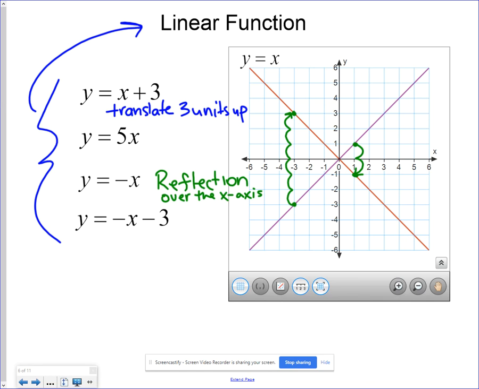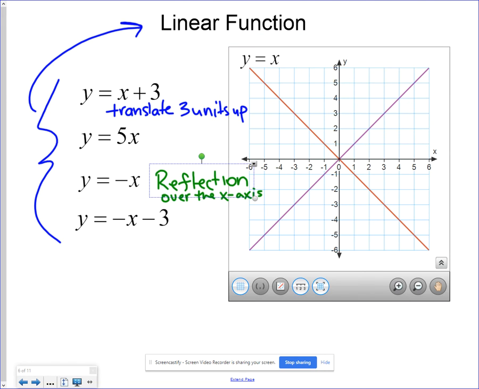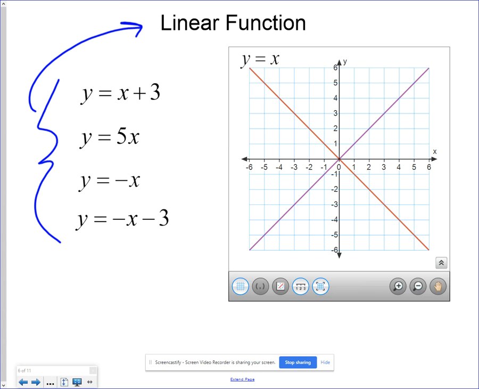Okay, so now we know what happens when you add numbers to the parent graph. On this last example, 2 numbers are added. So make a prediction. What do you think is going to happen? What's the negative sign going to do? What's the -3 here going to do?